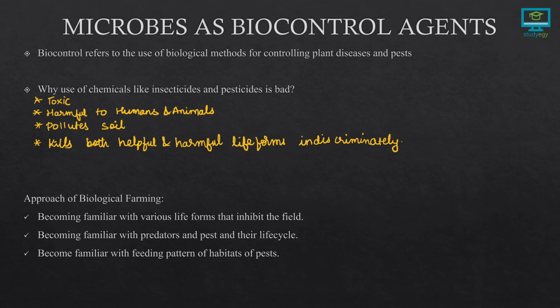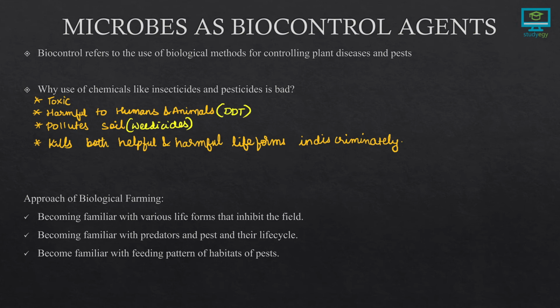So what is biocontrol? Biocontrol refers to the use of biological methods for controlling plant diseases and pests. While growing crops, the crops are more susceptible to damage from pests, so we use a biological, that is a safe, method for controlling these diseases and pests. Why is the use of chemicals such as insecticides and pesticides bad? One, they're toxic. Another, they are harmful to humans and animals as well, for example DDT. They pollute the soil. Usually the weedicides pollute the soil, and they also kill both helpful and harmful life forms indiscriminately. They don't have a target organism, but simply kill all those life forms which come in contact with the particular chemical.